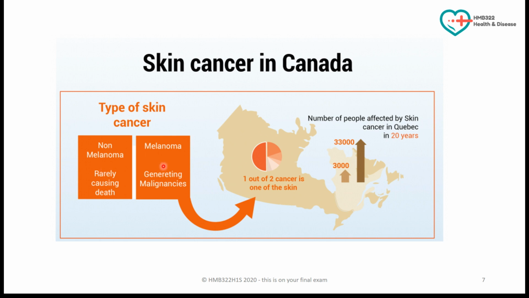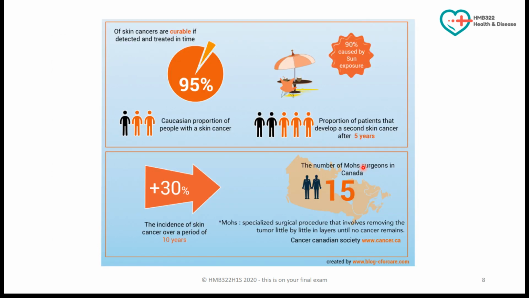And of these melanomas, 1 out of every 2 types of cancer is one that involves the skin. These are the more serious types. And it also shows that we are seeing a really big rise in the number of people that are affected with these different forms of skin cancer. So it's not just about having more apps available. More people are getting diagnosed by dermatologists. There is really an increase in skin cancer and the incidence of skin cancer here in Canada.